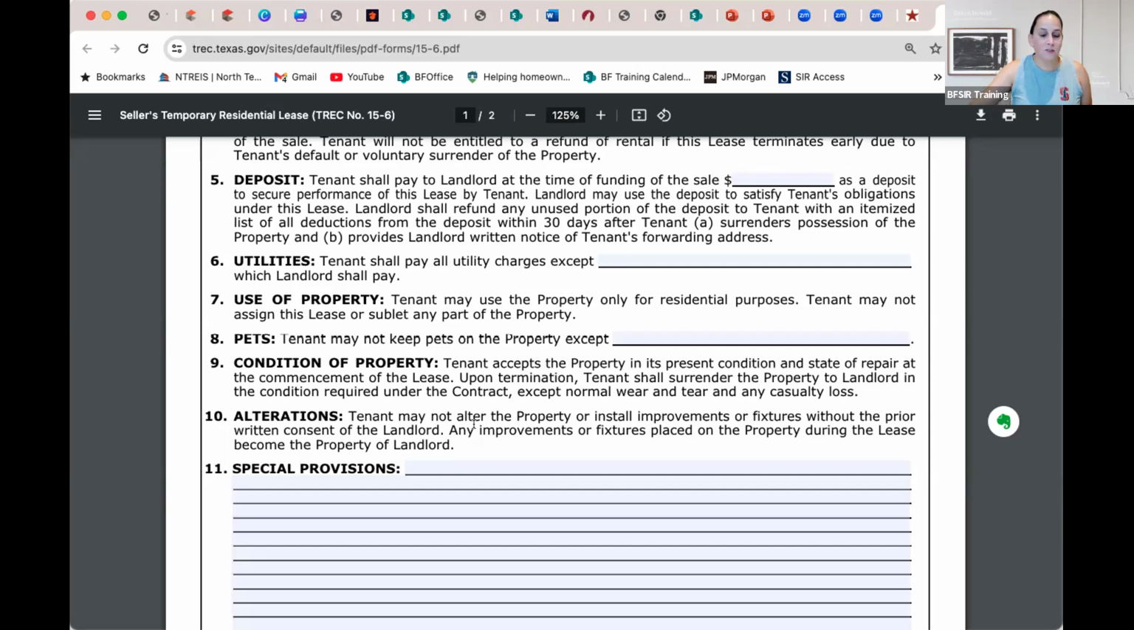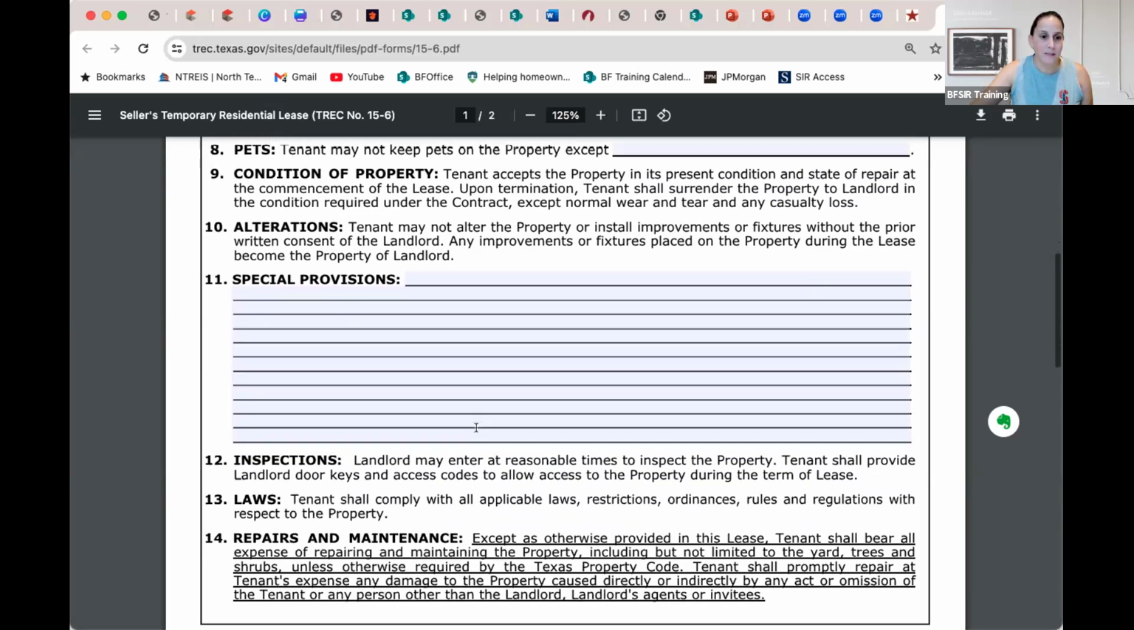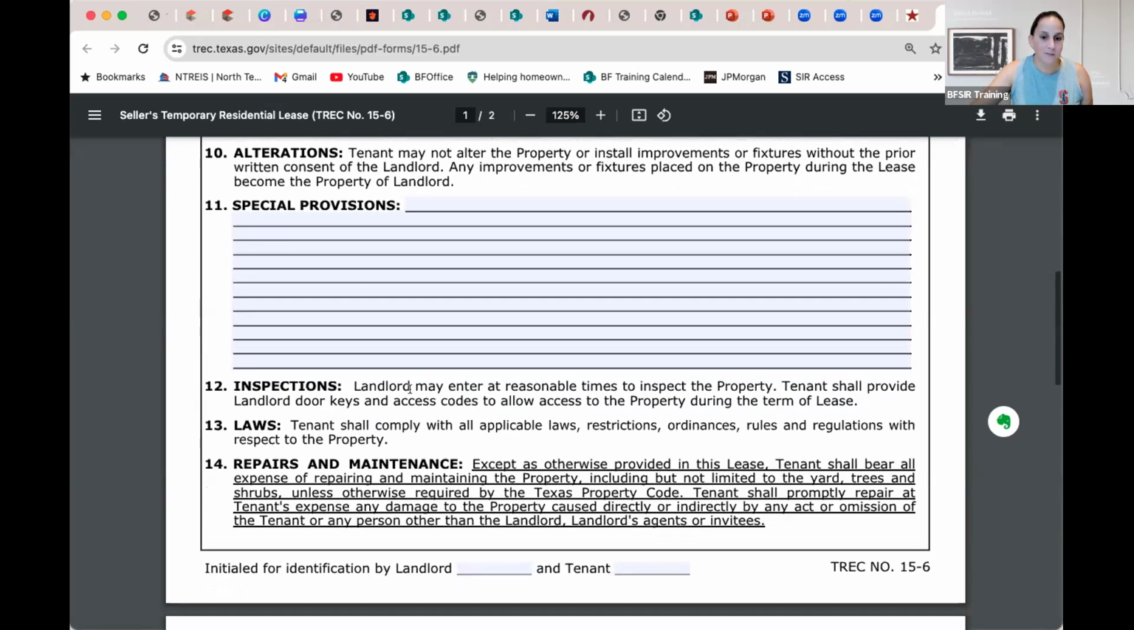So tenant may not alter the property or install improvements, and any fixtures placed remain the property of the landlord. Landlord may enter at reasonable times. So sometimes you have sellers and buyers that get sideways, and the seller says in the leaseback that they can't have keys. And that's not correct. The buyer owns the house. The buyer gets keys. The buyer can access the house at reasonable times. It's all here in the four corners of the document, but people get emotional and then call us, and it's all right here.